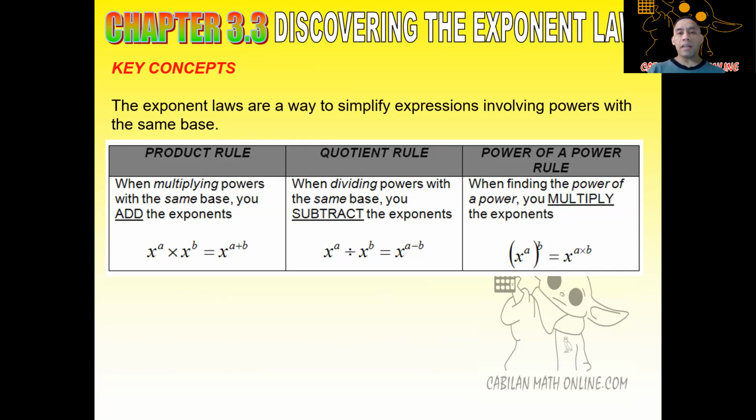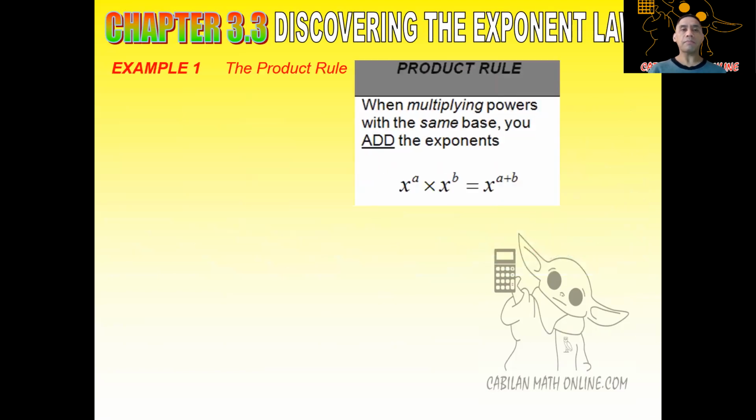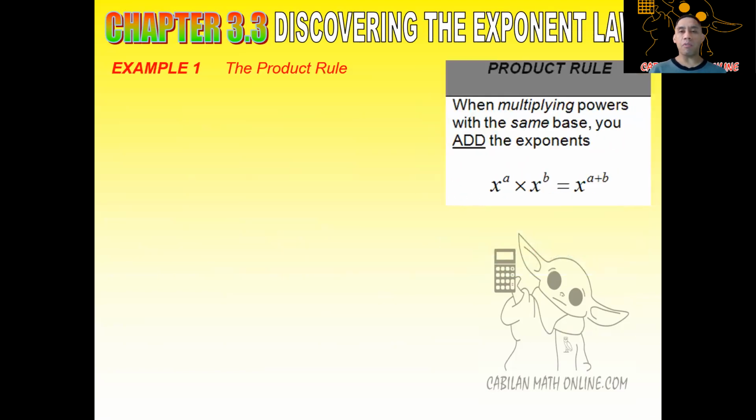The second rule we're going to look at is called the quotient rule, which involves the division of like bases. When you divide like bases, you have to subtract the exponents and again evaluate it if you have to. And last but not least is the power of a power rule: when you have a power inside a set of brackets and another exponent on the outside of it, you have to multiply the exponents. We're going to see various examples of these 3 rules so you have a greater understanding of how they work. All right, so let's get started. The first rule we're going to look at is the product rule.